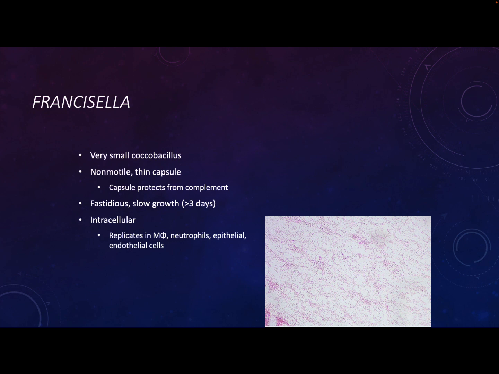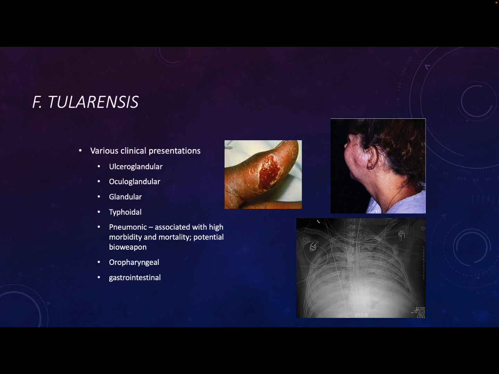But one thing that they do that, again, helps them to evade the immune system is they go intracellular. And they can replicate inside of macrophages. That's what that notation means. Neutrophils, epithelial cells, and endothelial cells. And so the species that we worry about, that is the more dangerous species in this genus, is Francisella tularensis.